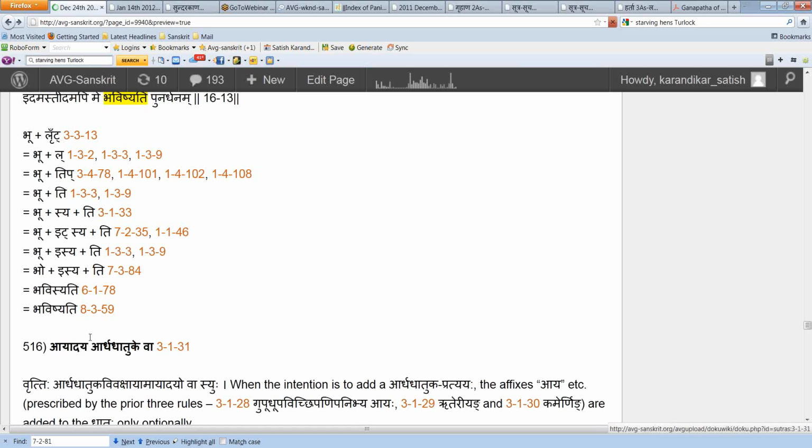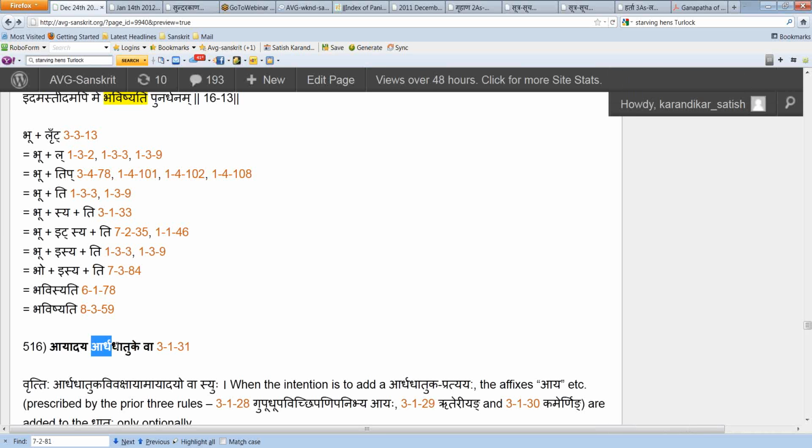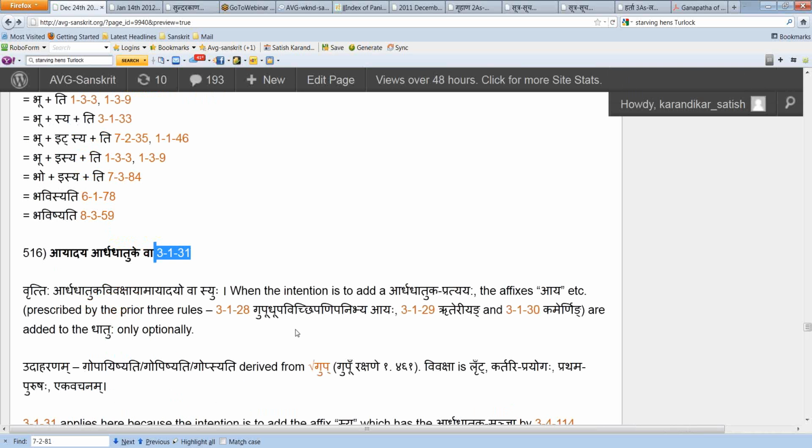Okay, ayadaya ardhadhatuke va. Look at the number, please. 3131. Now, immediately you should know that we have used 3132 extensively. I hope by now you're getting some idea of the Ashtadhyayi topography. 3132 we have used repeatedly: sanadyanta dhatavaha.